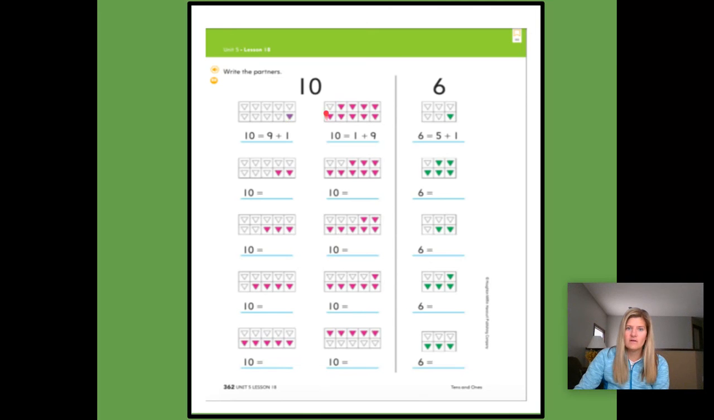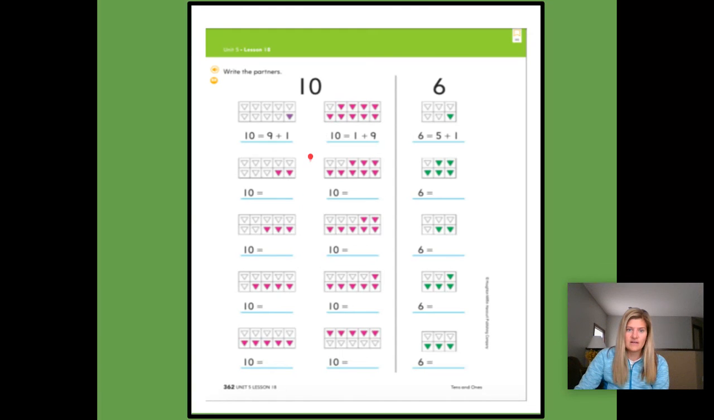Now let's look over here. Look what happened. They switched. There's 1 white triangle, which they wrote the 1 there, plus how many colored triangles? 9. 9 plus 1, 1 plus 9. Switching partners.